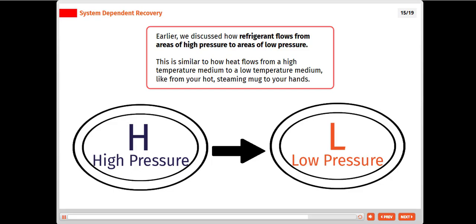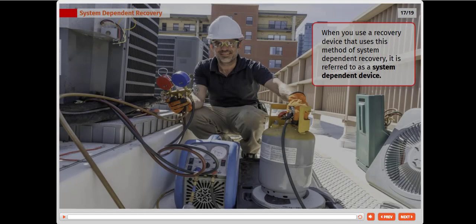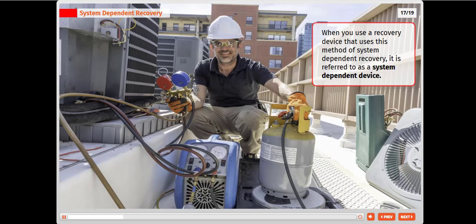The compressor, by default, creates a lot of pressure. If you connect the compressor to a low-pressure container, refrigerant will naturally flow from the high-pressure compressor to the low-pressure recovery device. System-dependent recovery typically depends on the compressor's pressure. When you use a recovery device that uses this method, it is referred to as a system-dependent device.